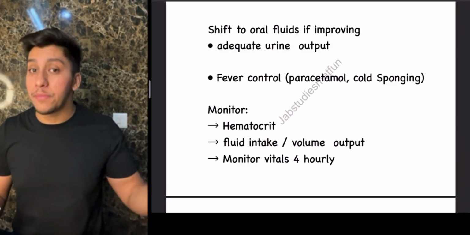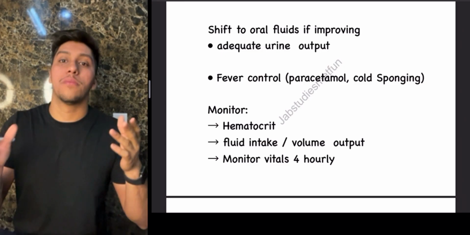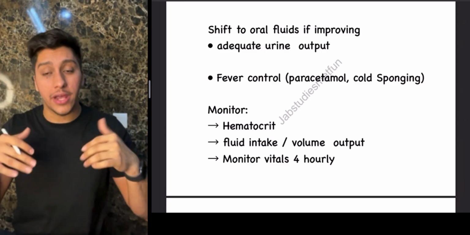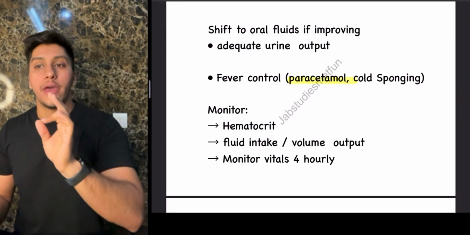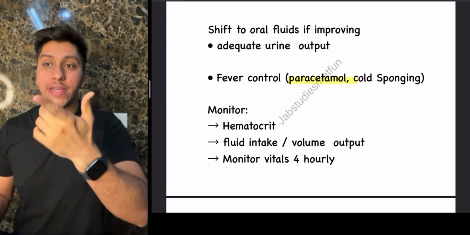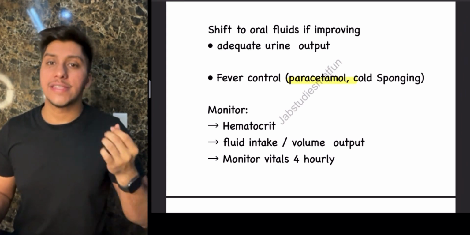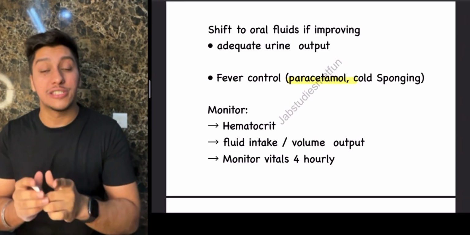How am I going to check the urine output? Because the patient is admitted with us, we're going to put a catheter, and with the catheter I can assess how much the patient is consuming and how much is coming out. Okay, fever control again, paracetamol and cold sponging. What else should I see? Hematocrit. Why am I saying hematocrit? If it is high, it gives me a sign that yes, there is third space fluid loss.